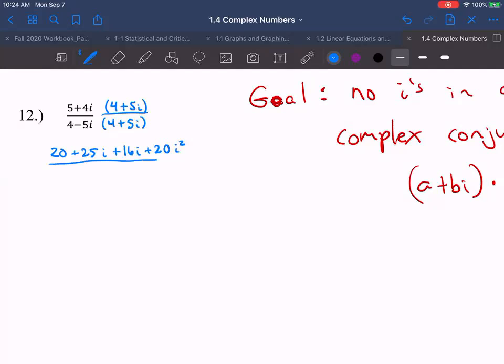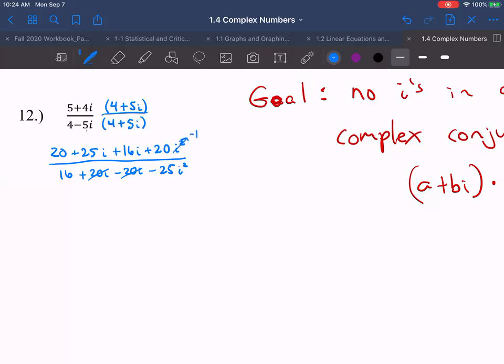And then in the denominator, we get 4 times 4 is 16. We get 4 times 5 is 20i. And then we get negative 5 times 4, that gives us minus 20i. So you see immediately those two will cancel. And then we get negative 5 times negative 5 is negative 25. And then we get the i times i and get an i squared. And so you see on the top, we just start doing what we did before.